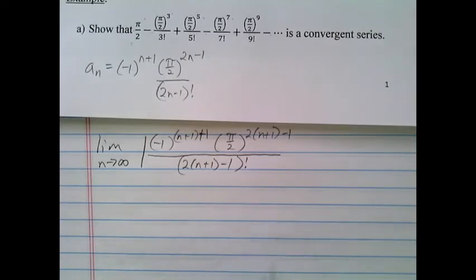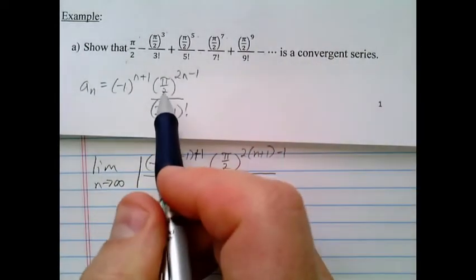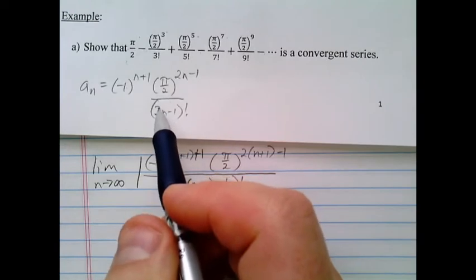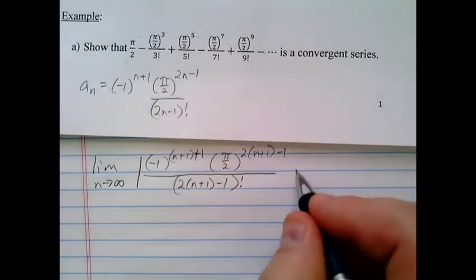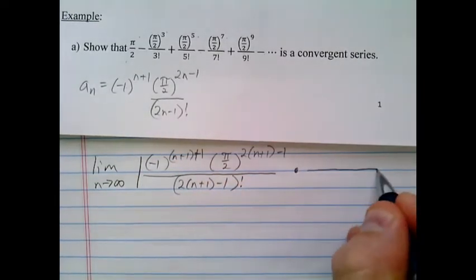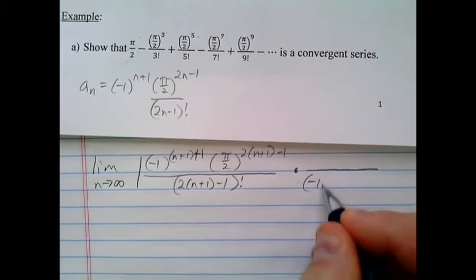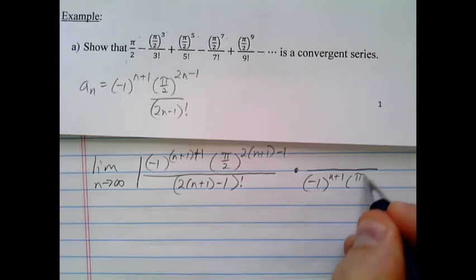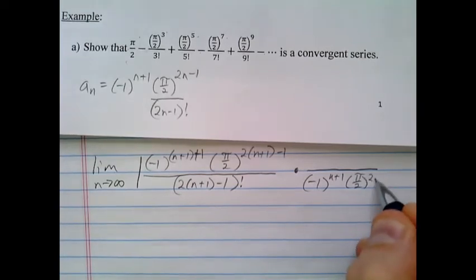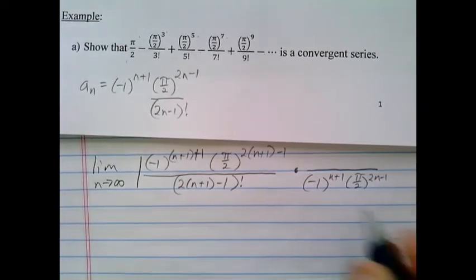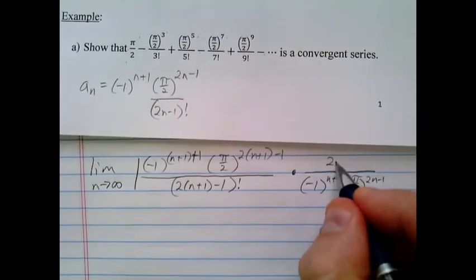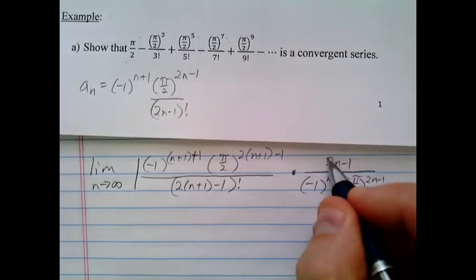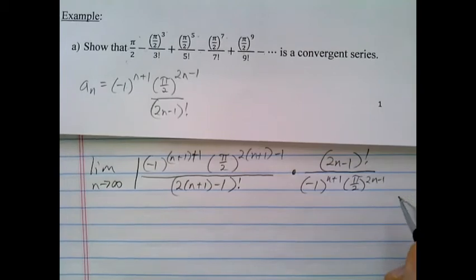And then we need to divide by the n term, which is this. And to divide by a fraction, we'll multiply by its reciprocal. So we'll put that (-1) to the n plus 1, and the pi over 2 to the 2n minus 1, we'll put all that in the denominator, and the 2n minus 1 factorial, we'll put that in the numerator.